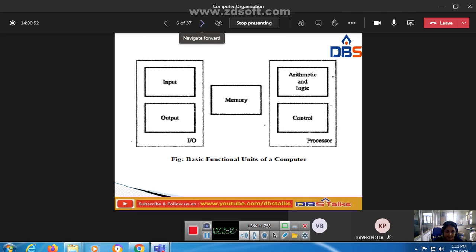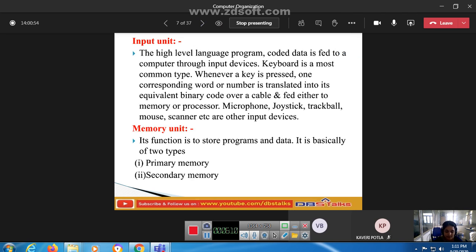Next, coming to the explanation of the input unit. What is meant by input unit? The high level language program, that is coded data, is fed to a computer through an input device. The keyboard is the most common type. Whenever a keyboard key is pressed, the corresponding letter or number is translated into its equivalent binary code over a cable and fed to either memory or processor. Examples include microphones, joystick, trackball, mouse, scanner, etc. These are common input devices.